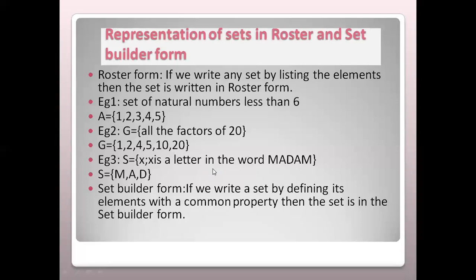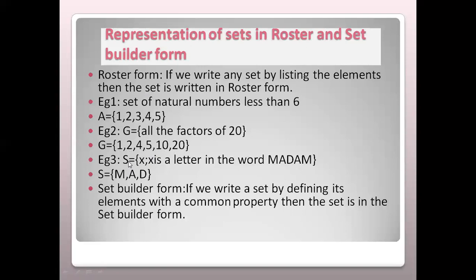The second example: set G is equal to all the factors of 20. Let us see what the factors of 20 are. You know that factors are the numbers by which 20 is exactly divisible. So 20 is exactly divisible by 1, so 1 is a factor, and 2, 4, 5, 10 and 20. So these are all the factors of 20. We will write this in roster form. The roster form is G is equal to 1, 2, 4, 5, 10 and 20.